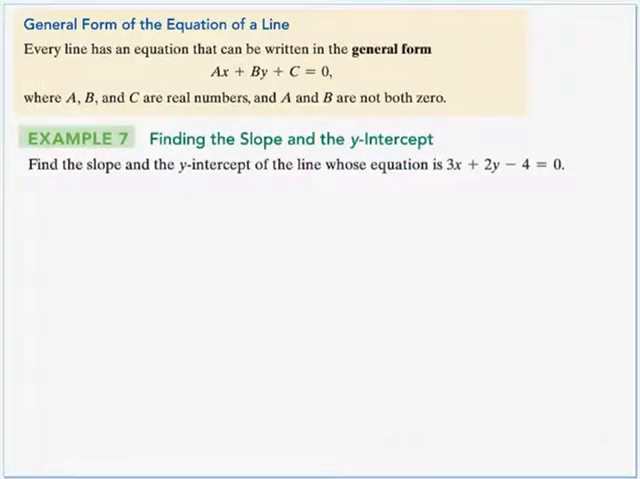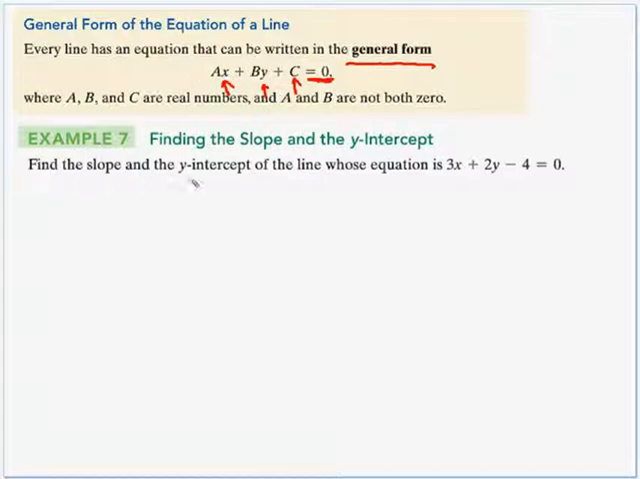There's another form of writing the equation of a line. It's not quite as useful as slope-intercept, but it's called the general form. In it we just have our x variable first, plus or minus some number times our y, plus or minus our constant, and the whole thing is set equal to 0. A, B, and C are real numbers, and A and B are both not equal to 0.